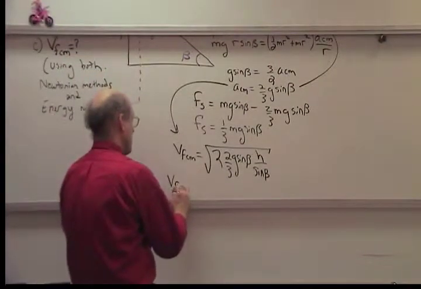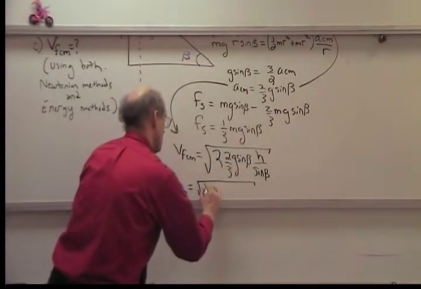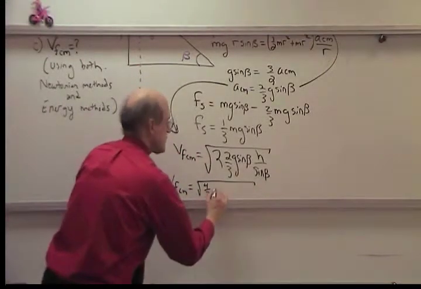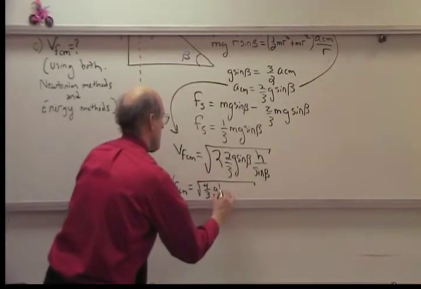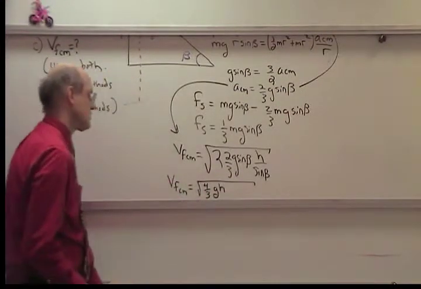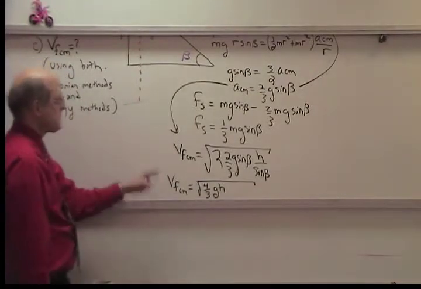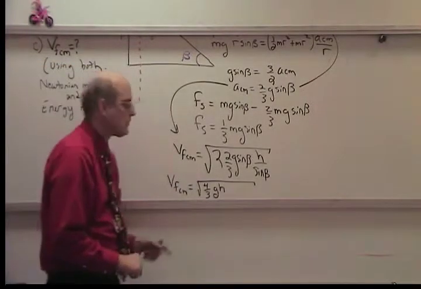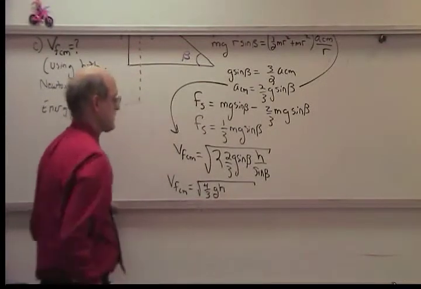So that becomes VFCM is equal to the square root of 4/3 GH. Now what I'm going to do is find the speed of the disk at the bottom of the hill using energy principles. And let's see if we get the same answer as here.